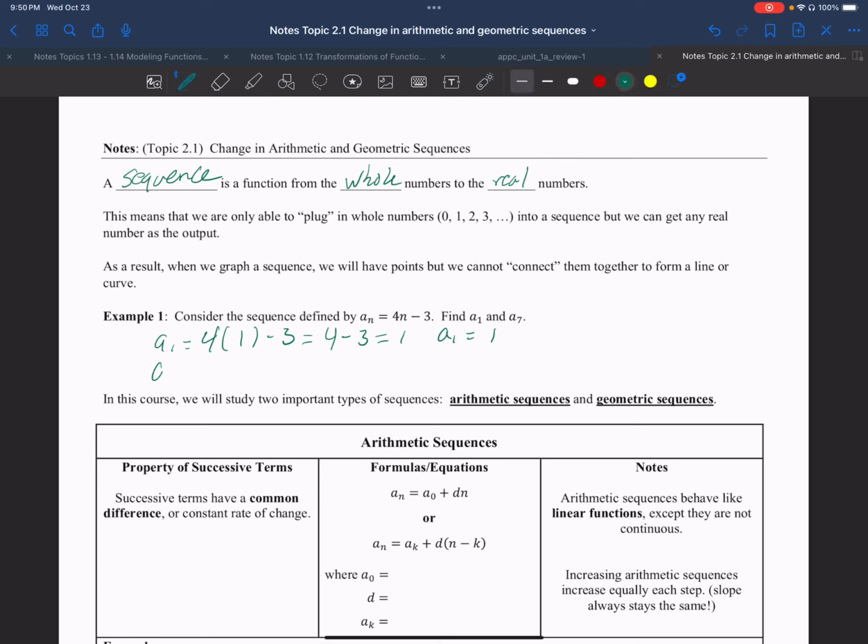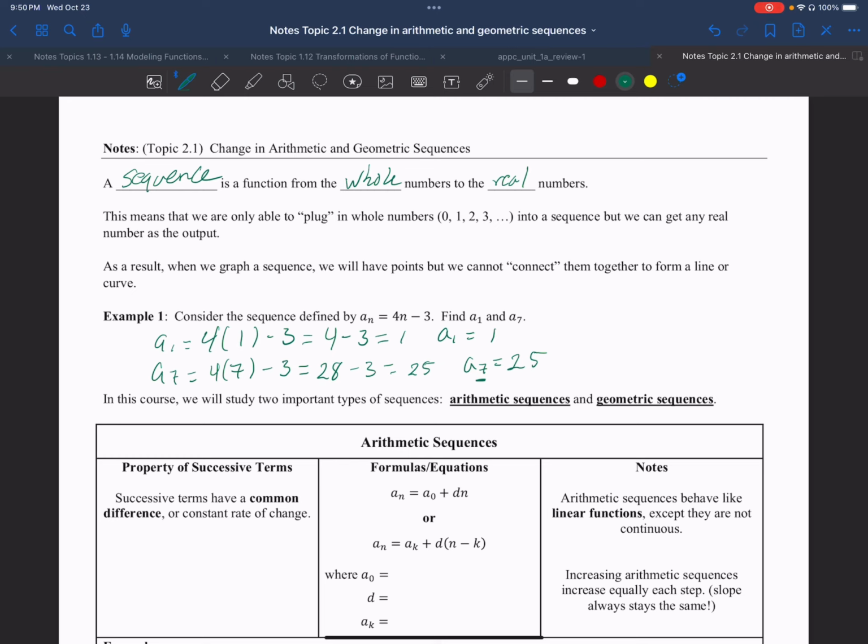I'm going to do the same thing for a sub 7. So I'm going to do 4 times 7 minus 3. 4 times 7 is going to be 28. 28 minus 3 will be 25. So I'm going to say a subscript of 7 is equal to 25. Again, it means that the seventh term in the sequence is equal to 25.